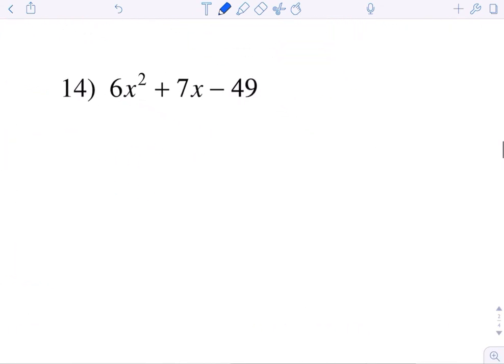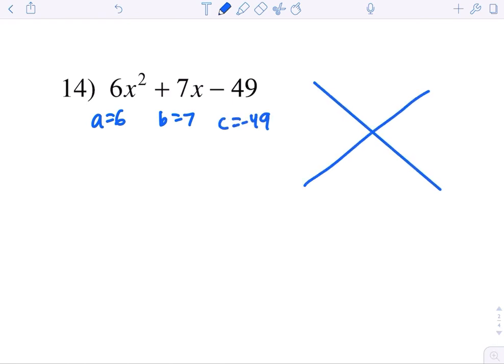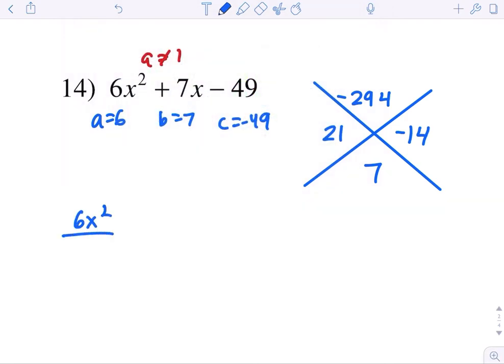And lastly, a is equal to 6, b is equal to 7, c is equal to negative 49. On top, a times c is going to be negative 294. And the bottom is 7. So two things that multiply to negative 294, but when added give you 7. That is going to be 21 and negative 14. So a is not 1, so 6x squared, write it twice, 21 and negative 14.